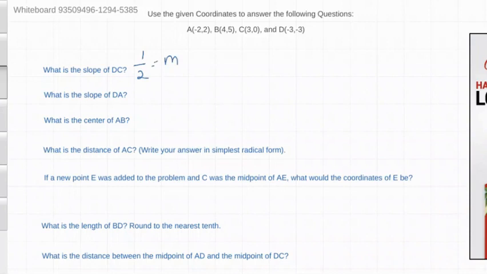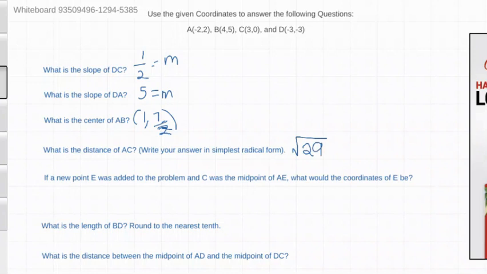What is the slope of DA? Slope of DA is 5. What is the center of AB? We know center is just midpoint. Our center of AB is 1, 7/2. What is the distance of AC? Write your answer in simplest radical form. Our answer for simplest radical form would be square root of 29.